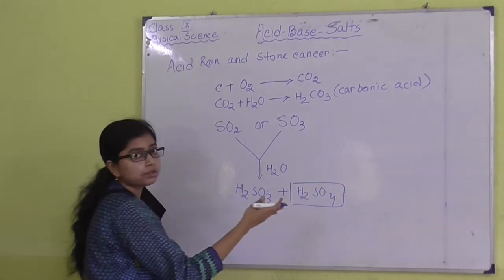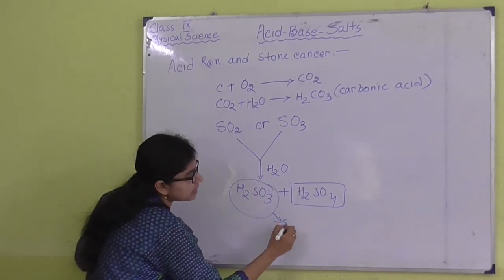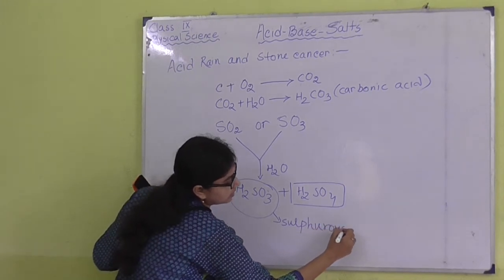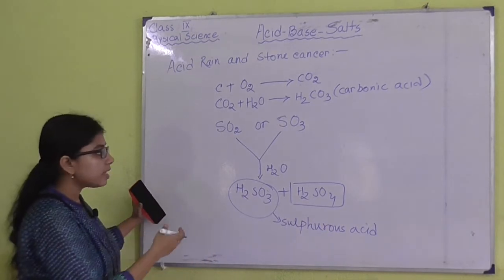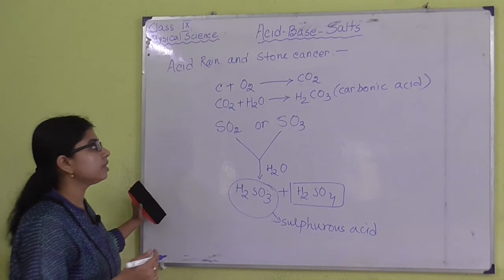H2SO4 means sulfuric acid and H2SO3 means sulfurous acid. Okay, this is sulfurous acid. So, sulfuric acid and sulfurous acid together can also lower the pH value of the rain.